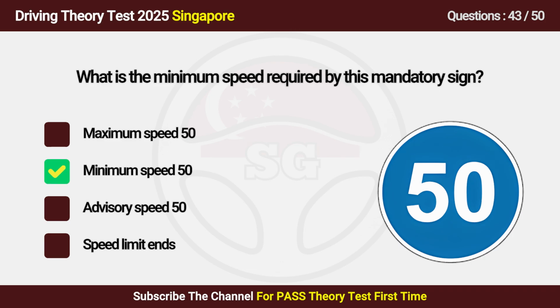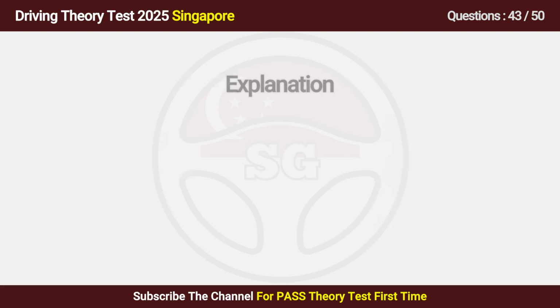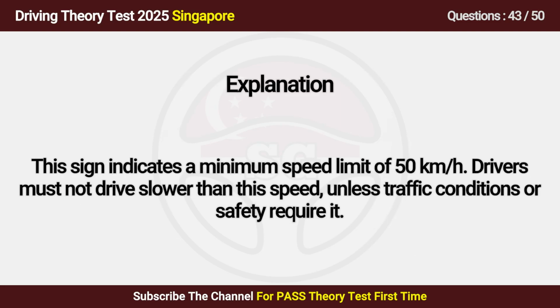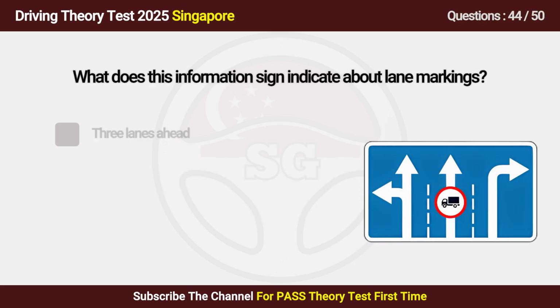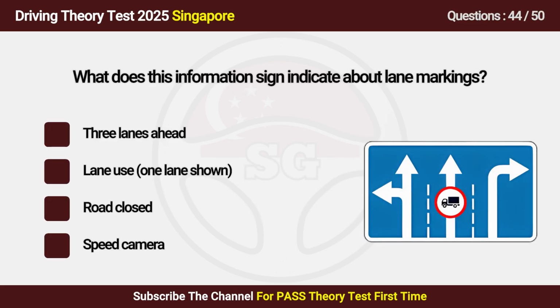Answer is B. Minimum speed 50. This sign indicates a minimum speed limit of 50. Drivers must not drive slower than this speed unless traffic conditions or safety require it. Question 44. What does this information sign indicate about lane markings? A. 3 lanes ahead. B. Lane use 1 lane shown. C. Road closed. D. Speed camera.